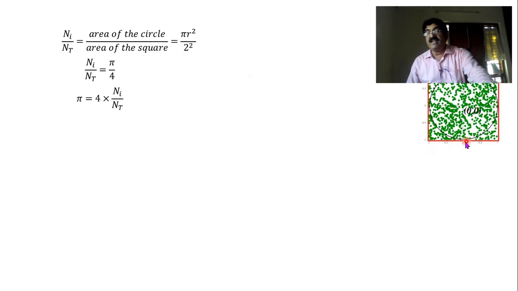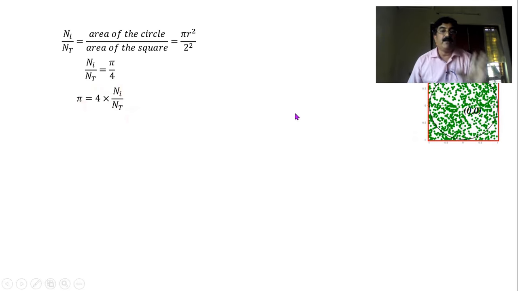Sir, what if I take this as 1? Suppose if you take the side length as 1, then the radius you have to take as 0.5. Anyway, Ni by Nt is equal to pi by 4 because R is 1, 2 square is 4. So pi is equal to 4 into Ni by Nt, where Ni is the number of dots inside the circle, Nt is the number of dots inside this square including this circle. By substituting Ni and Nt, we can calculate the pi value.